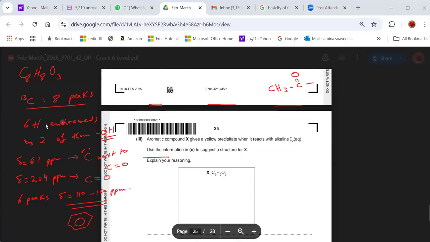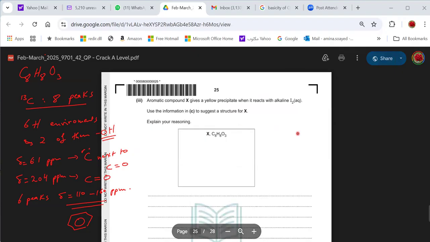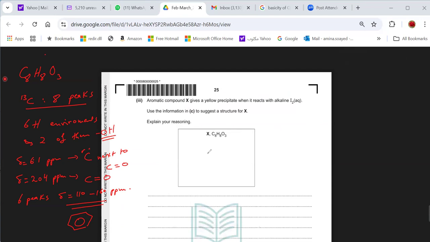They said aromatic compound X. So now they want us to draw the structure of X. They said that it is aromatic. It means that we have to draw a benzene, and then it should have a group which is the CH3CO group. So we have 8 carbons, so we can write a C double bond O CH3.